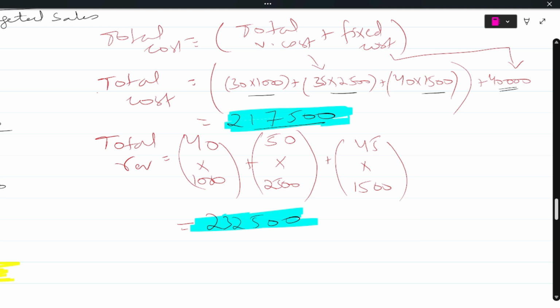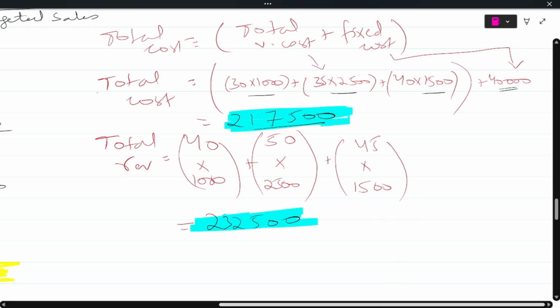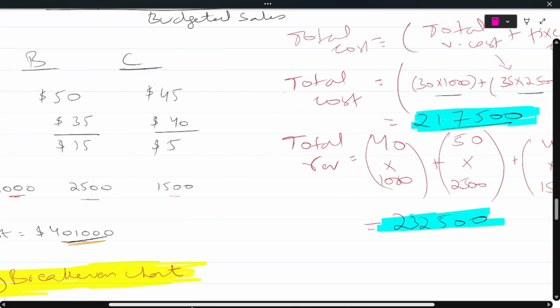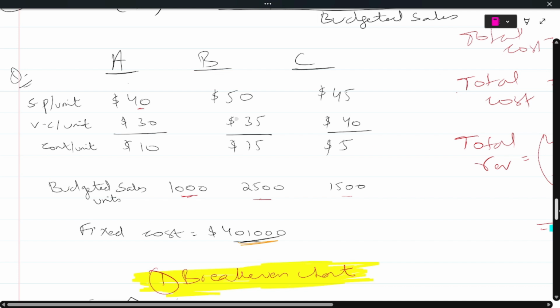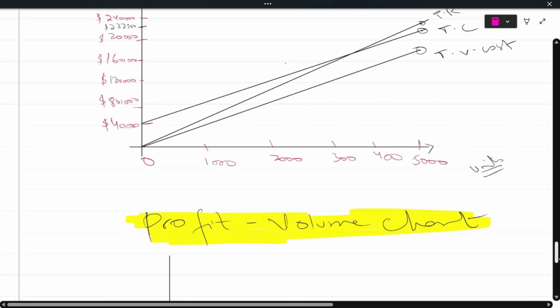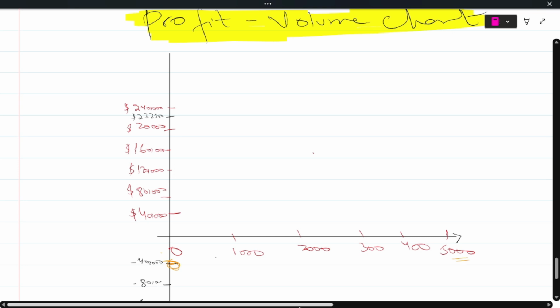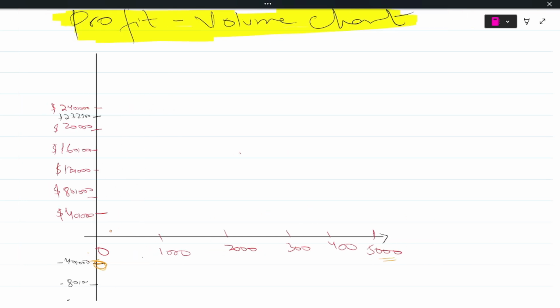232,500 minus 217,500. My profit came out to be 15,000, right? And this is total profit, which combines all the 3 product sales and costs, right? So total profit came out to be 15,000. So 15,000 is obviously going to be above 0 but below 40,000. So I'm just going to make a rough estimate again that 15,000 would be somewhere over here. Okay, so 5,000 units and 15,000 revenue, right?